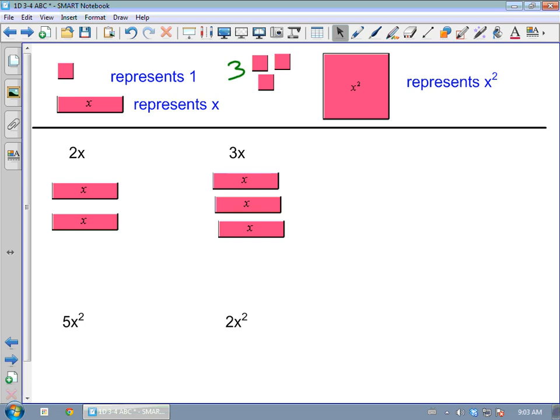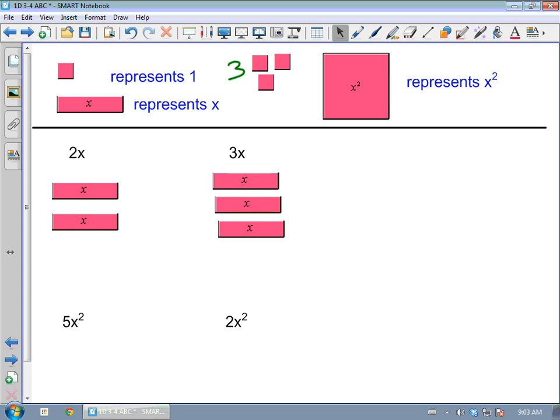Yes, they're definitely like terms. And the way that you can visualize these as being like terms is, look at the shapes you have here. You have all the same shapes. All of these shapes are these long, thin rectangles. So all the shapes look like each other, so these are like terms.